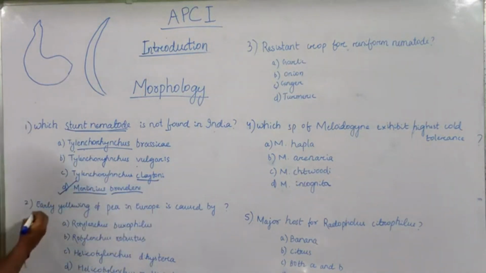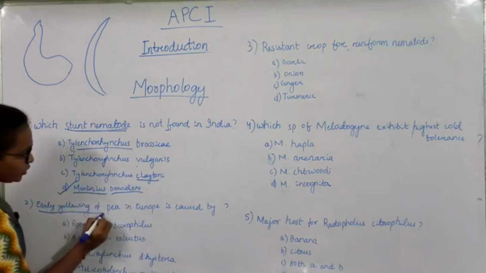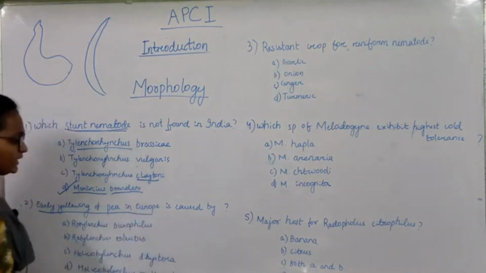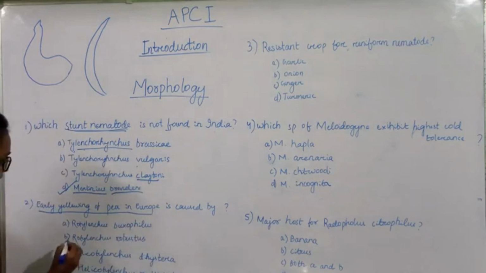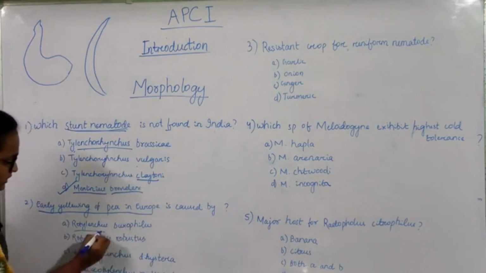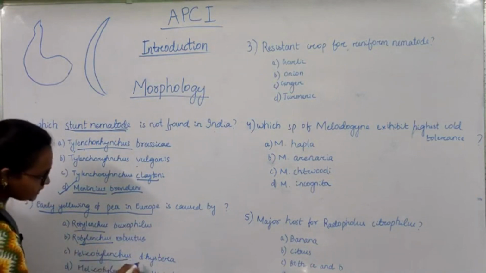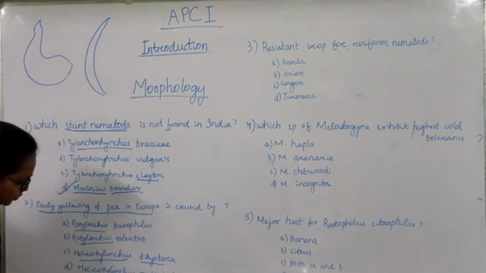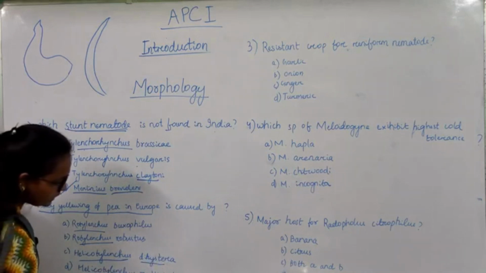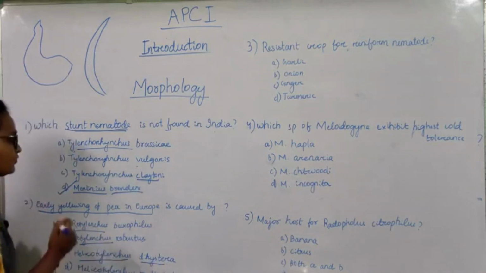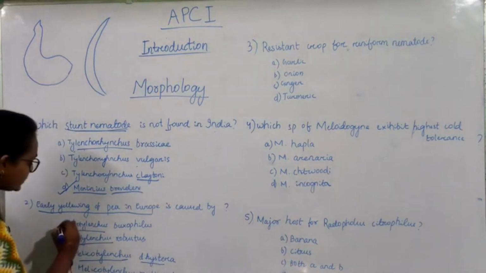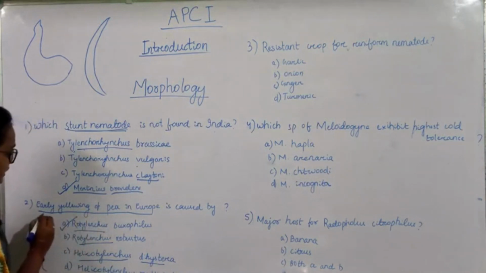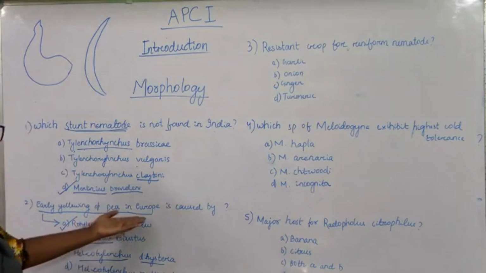And the next question is, yearly yellowing of pea in Europe is caused by which nematode? The options are Ditylenchus buxophilus, Ditylenchus robustus, Helicotylenchus digonicus, and the fourth one is Helicotylenchus multicinctus. The answer for this question will be Ditylenchus buxophilus, which causes the yearly yellowing of pea disease in Europe. It is found in Europe.